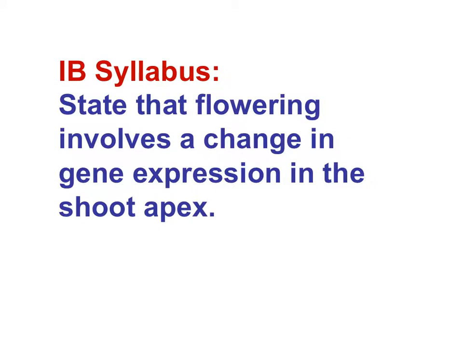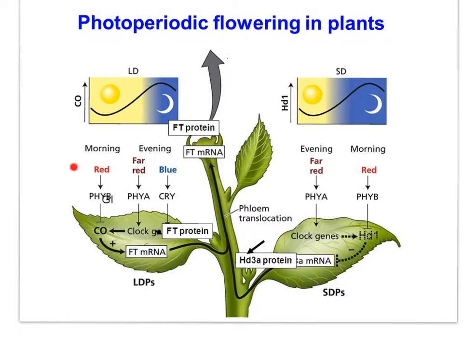And here's an IB syllabus statement that I've previously mentioned. State that flowering involves a change in gene expression in the shoot apex. The relative absorption of red or far red alters the expression of genes in the nuclei of cells in the leaf. Now, the newly expressed genes produce an mRNA that codes for a protein currently known as FT protein.